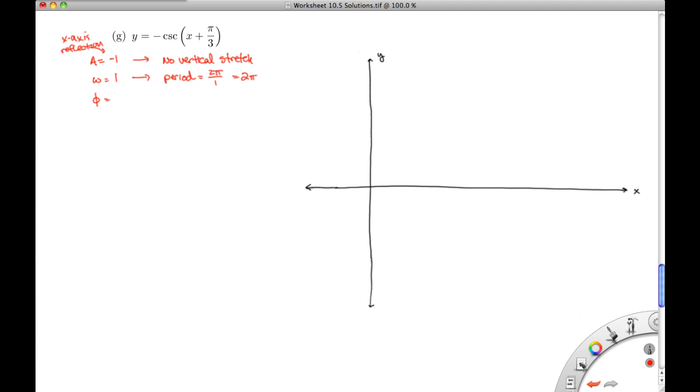Our phi is positive pi over 3. So this implies that we are going to have a phase shift. Our phase shift is going to be equal to minus phi divided by omega, which will be minus pi over 3. So this means that we're going to the left. We're going to shift to the left pi over 3. And then, wow, totally neglected for this entire worksheet, but there is no vertical shift.